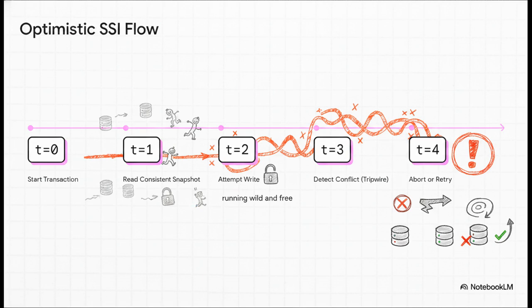Instead of pessimistically locking rows and blocking everyone else, SSI lets transactions run wild and free based on a consistent snapshot of the database. It optimistically assumes, hey, everything's going to be fine. But behind the scenes, it lays down these non-blocking tripwires. When a transaction finally attempts to commit, the database checks those tripwires to see if any conflicts actually happened. If another transaction swooped in and changed the data you were relying on, the conflict is detected, your transaction gets aborted, and it has to be retried. Only mathematically safe transactions are allowed to pass.